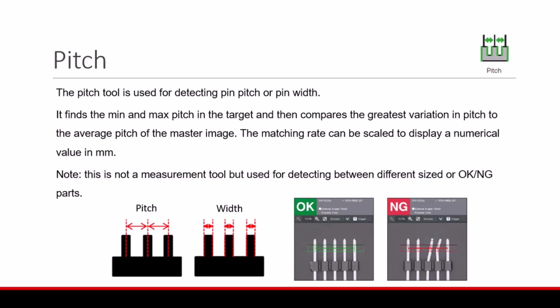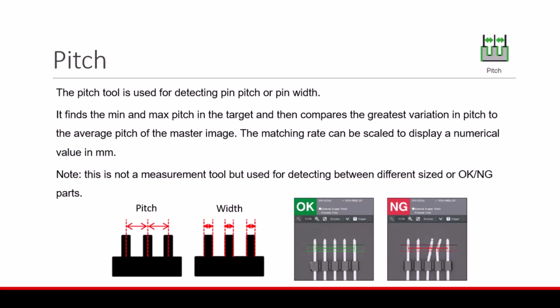The pitch tool is used for detecting pin pitch or pin width. It finds the minimum and maximum pitch in the target and then compares the greatest variation in pitch to the average pitch of the master image. The matching rate can be scaled to display a numerical value in millimeters. Note, this is not a measurement tool, but used for detecting between different sized parts or okay, no good parts.